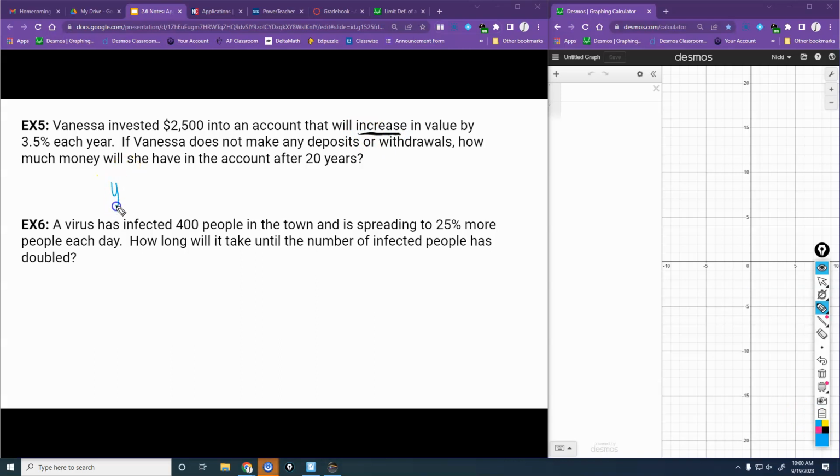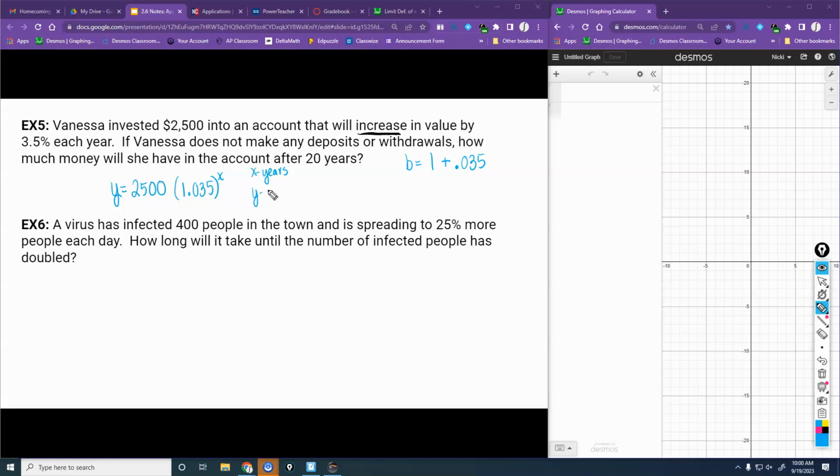So we will have y equals, we will have our starting amount. William, what's the starting amount for example 5? 2,500. Okay. Then we need to figure out our b. Since this is growth, we're going to do 1 plus the rate, but the rate must be a decimal. So Alvin, what is 3.5% going to be as a decimal? 0.035. Perfect. So we got 1.035 to the x power. X is always our time. In this case, it's years.